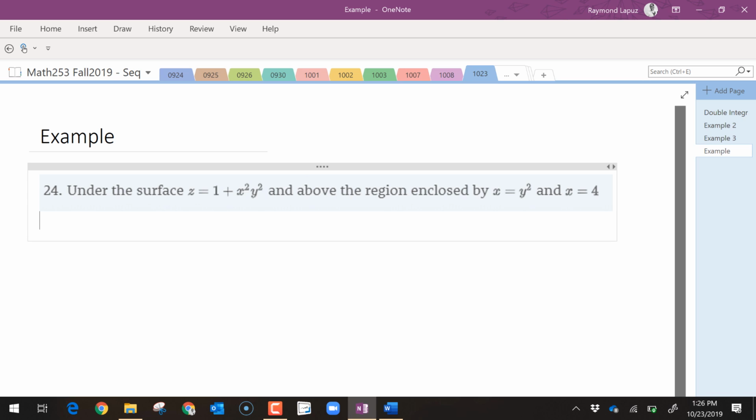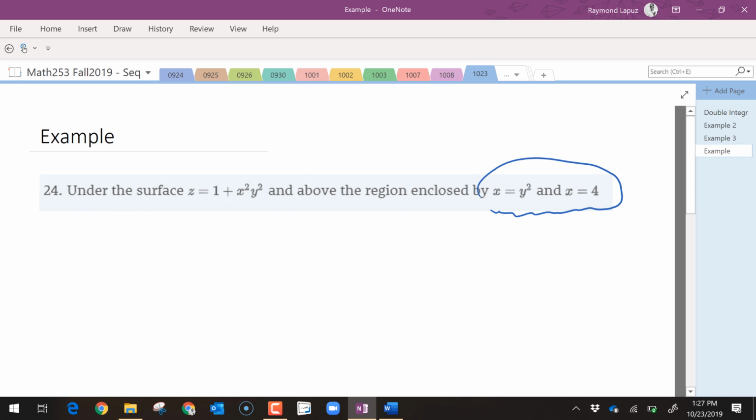So the volume under the surface z is equal to 1 plus x squared times y squared, and above the region, so this is the region that sits in your two-dimensional plane. The region is x equals y squared, and x is equal to 4. Again, it would be good if you know what this graph looks like without having to think about it too much. I have an x and a y squared, so this is some sort of a parabola. Since the y is squared, it's probably going sideways. So go through a thought process like that when you're trying to describe the two-dimensional graph of something.